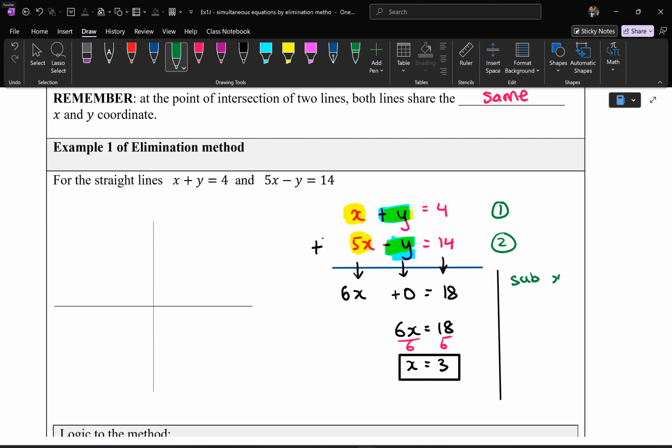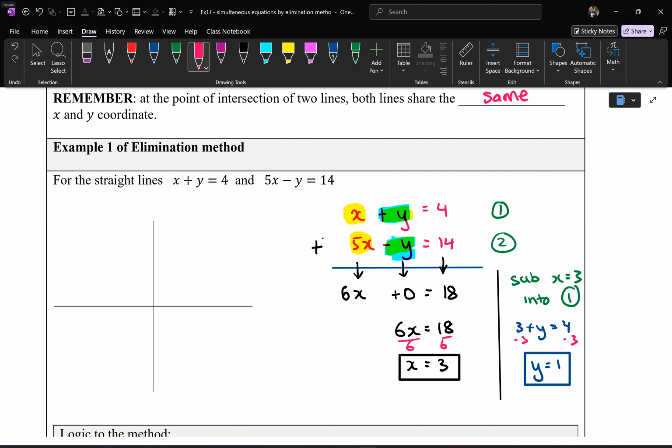So sub x equals 3 into equation 1. What do I get? I'll get 3 plus y is equal to 4, and logically you can already see y must be 1. Or you can subtract 3 on both sides, and you get y equals 1. So the point of intersection is 3, 1. This, for a lot of students, saves a lot of time because there's less substitution. You literally get the first one by elimination.